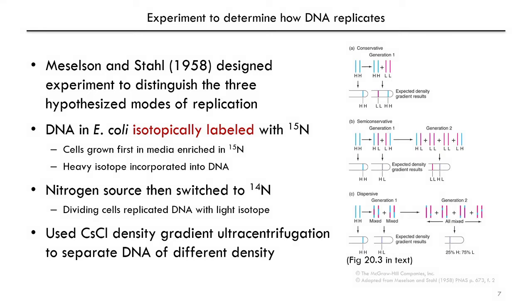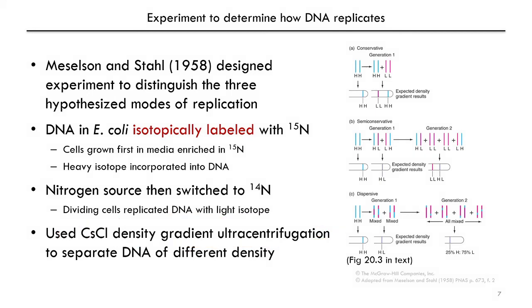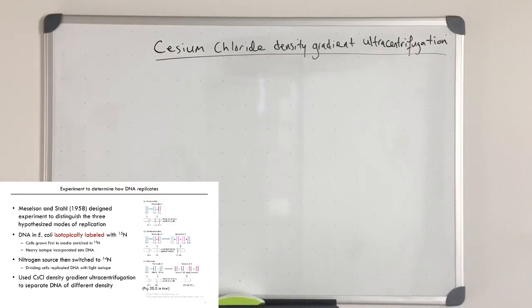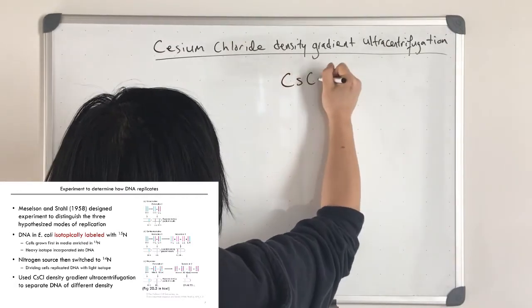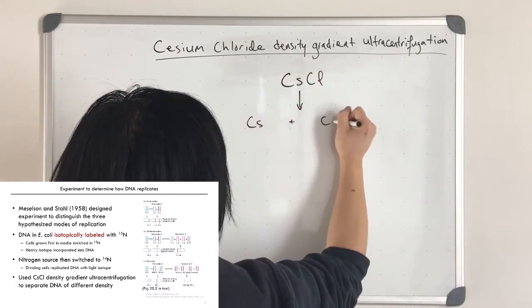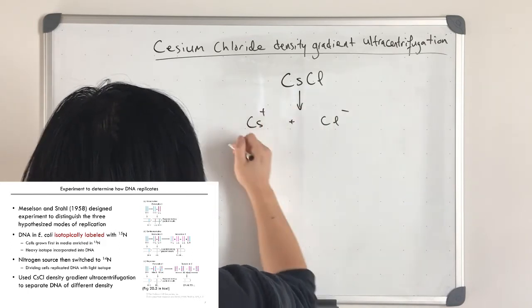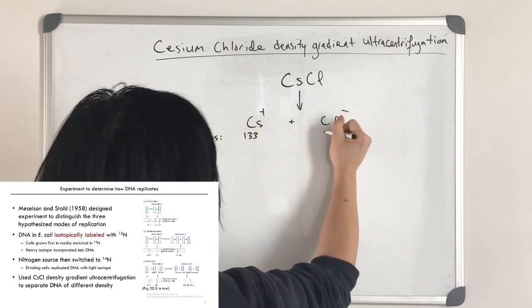Again, as I said, DNA species of different density can be separated by density gradient ultracentrifugation, which uses a solution of cesium chloride spun in an ultra-high-speed centrifuge. Cesium chloride is a salt that, when dissolved in water, dissociates into constituent ions, a positive cesium ion with an atomic mass of 133 and a negative chloride ion with an atomic mass of 35.